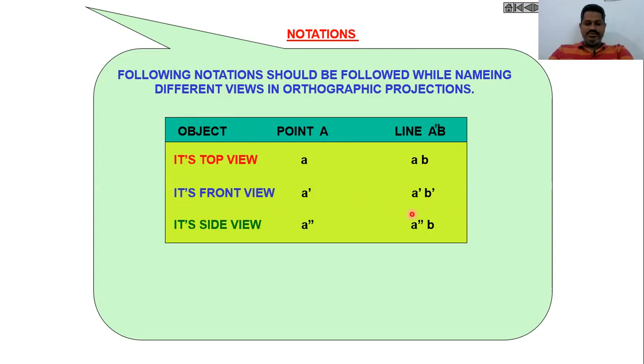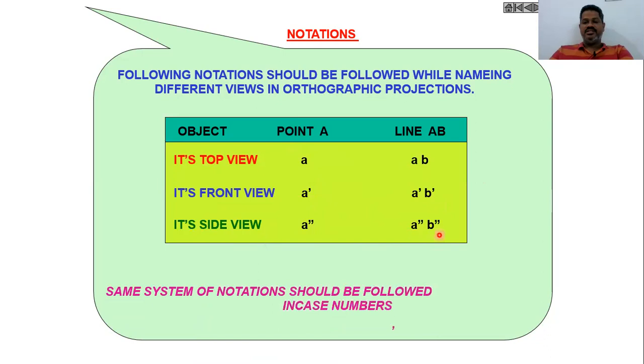Then the side view. The point A side view I am going to indicate as A double dash, and the line side view as A double dash B double dash. That means the top view has no dashes, the front view has dashes, and the side view has double dashes. Like this: a b for the top view, A dash B dash for the front view, and A double dash B double dash for the side view.